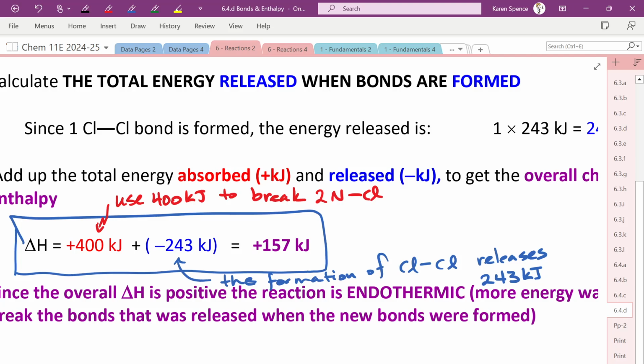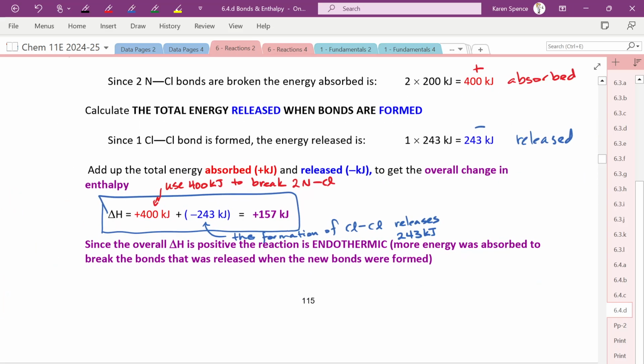Now, what if you wanted to put in that N=O bond, that N double bond O? If we look on page 5 of your data booklet, oh, there is no N=O bond on there, so that's irritating. Never mind. But let's just pretend that the N double bond O was 150 kilojoules. We good with that?